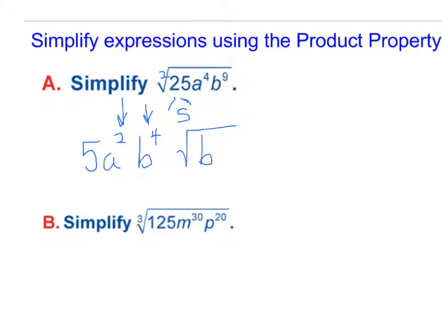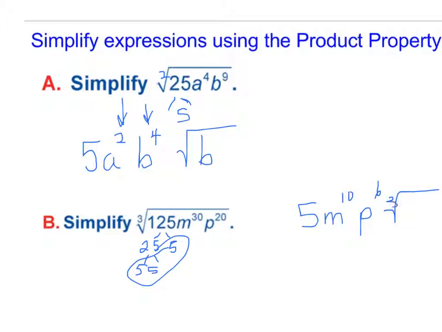All right, let's do this one. This is a cube root. We don't worry about absolute value in cube roots. We just go ahead and simplify. So this is 25 times 5. So 5 times 5 times 5. So there's a group. That comes out. M to the 30th, 30 divided by 3 is 10, right, with none left over. And then 3 goes into 20 6 times, with how many left over? 2. So you write that in there, and no absolute value needed.